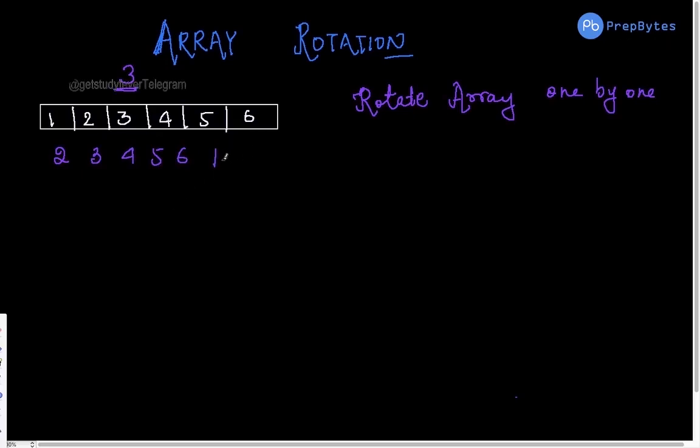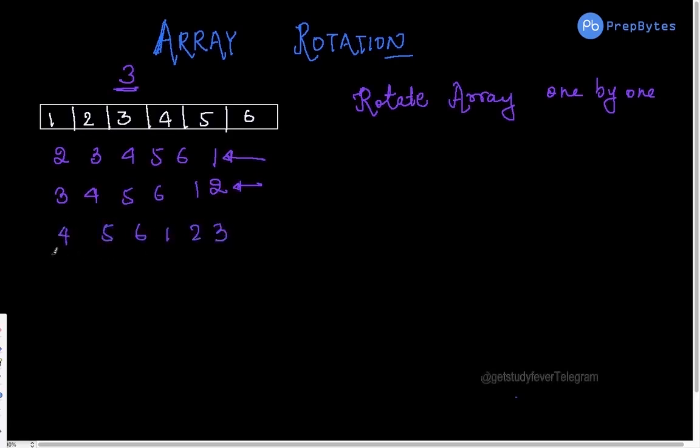Okay, so now what I'll do is I'll again rotate this array by 1. So now my array will look like 3, 4, 5, 6, 1, 2. And what I'll do next is that I'll again rotate the array by 1. So we'll have 4, 5, 6, 1, 2 and 3. So as you can see, finally I have got the same result which would have come if we would have rotated the array by 3 times.